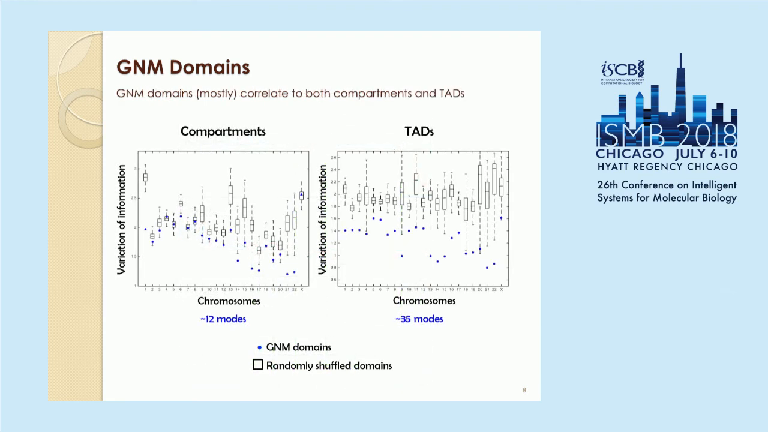We compared our GNM domains with 2 known structures. Firstly, the compartments and then the TADs. We found out that using a fewer number of modes, which is 12 in this case, our domains look very similar to the compartments. And if we add more modes, around 35 modes, our domains started to look smaller and finer, and they are more similar to the TADs.